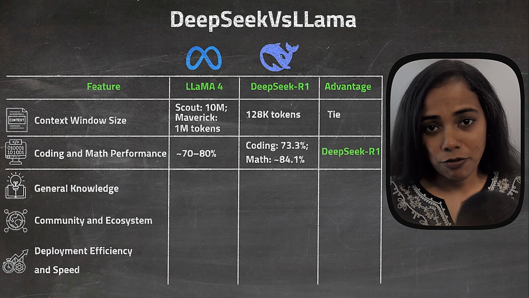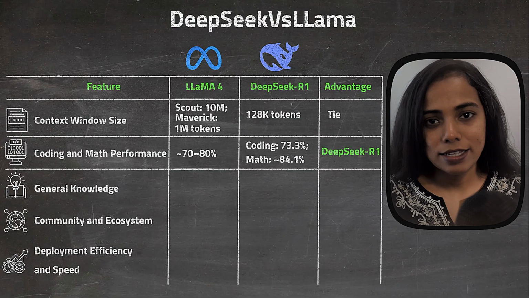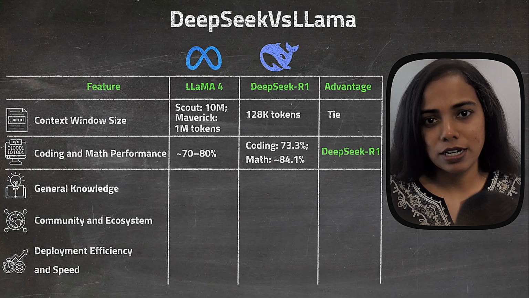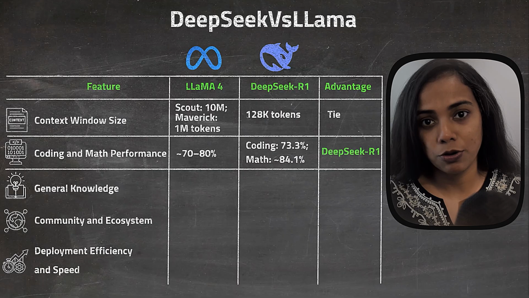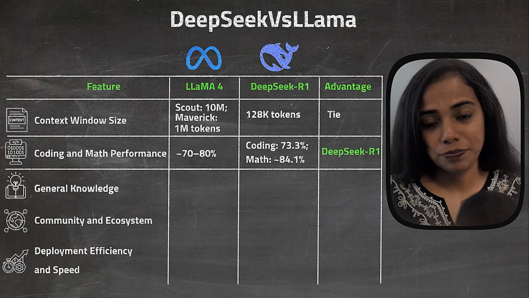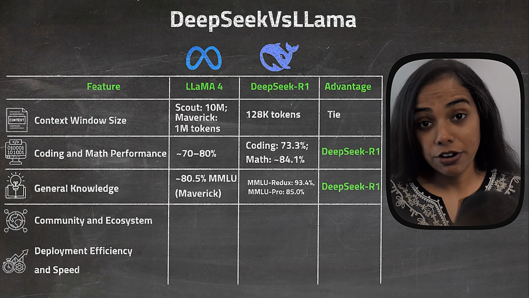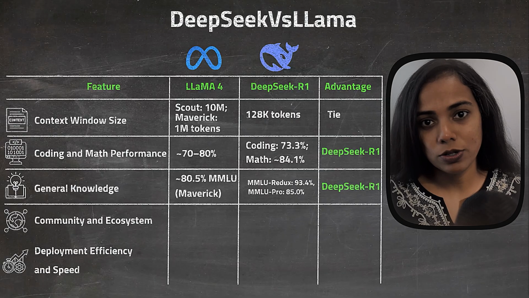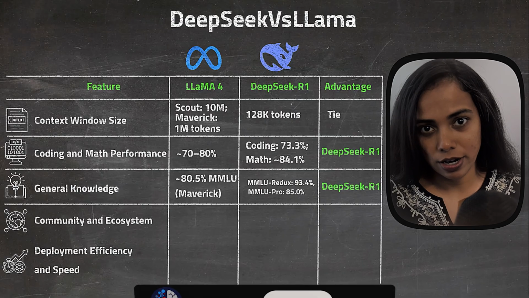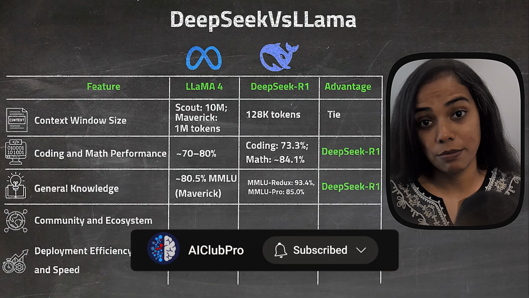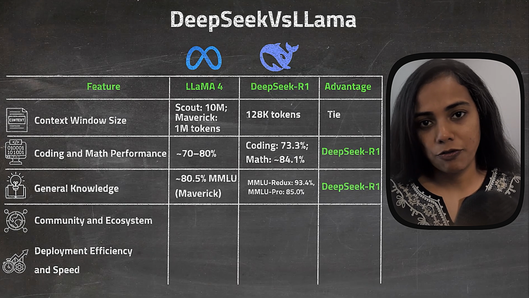In coding and math performance, DeepSeek R1 takes a clear edge, achieving approximately 73.3% on HumanEval for coding and about 84.1% on GSM-8K tasks, compared to LLaMA's estimated 70 to 80% performance. Similarly, in general knowledge benchmarks, DeepSeek R1 holds a distinct advantage with scores of 93.4% on MMLU Redux and 85% on MMLU Pro, surpassing LLaMA 4 Maverick's 80.5% accuracy.